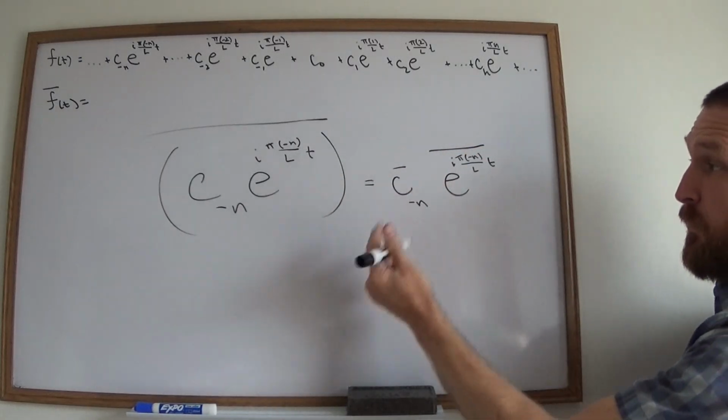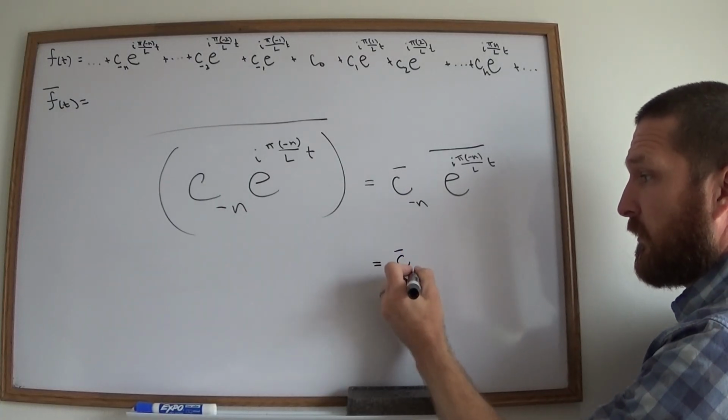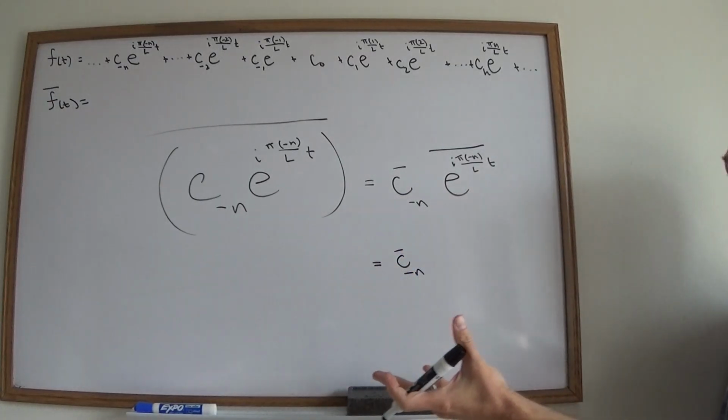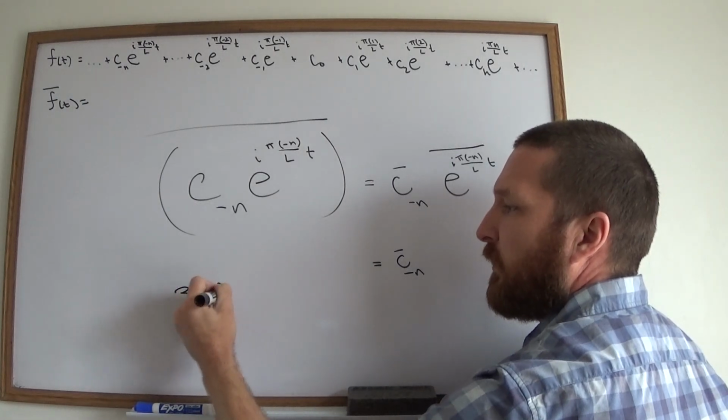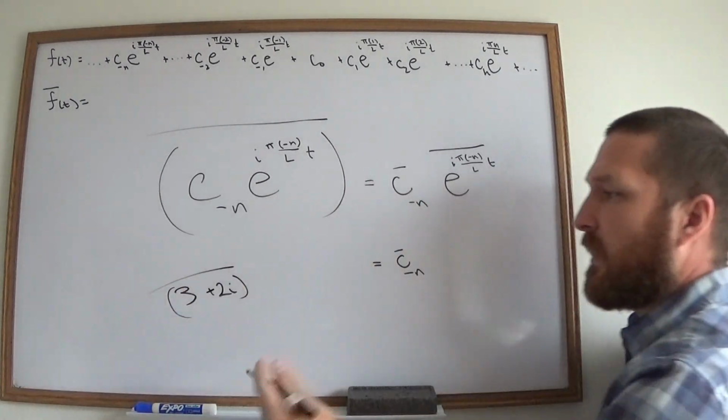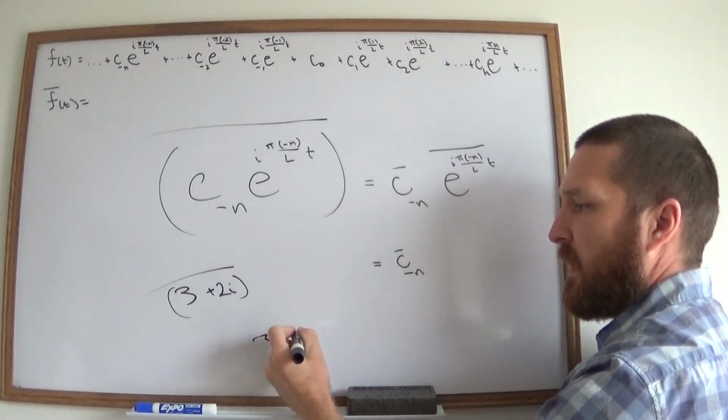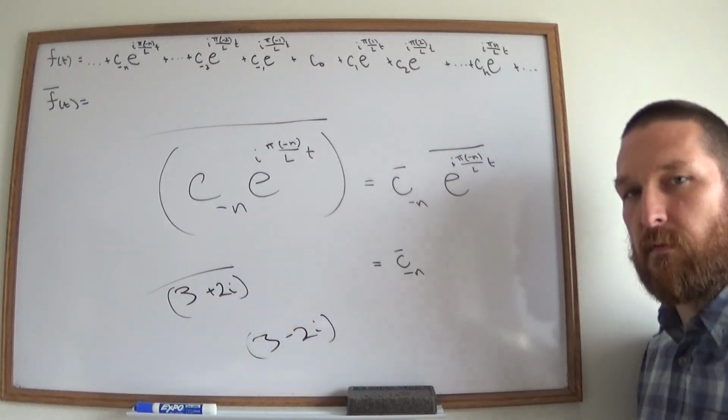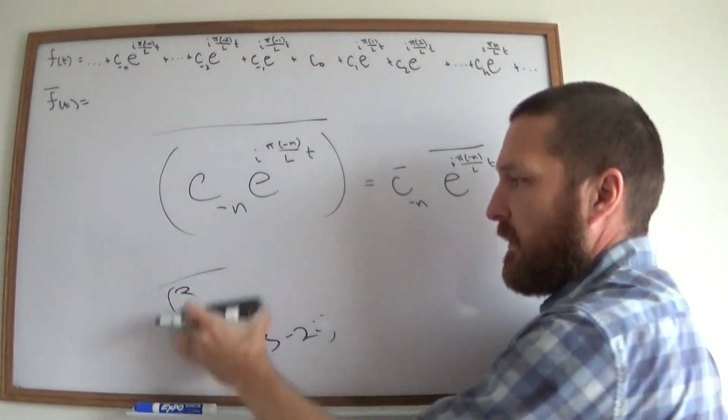The conjugate of this is whatever it is. I don't know, C bar negative n, whatever that complex number is. Maybe it was 3 plus 2i. I take its conjugate, well then it's just going to be 3 minus 2i. That's what that's going to be. But whatever it is, it is what it is.